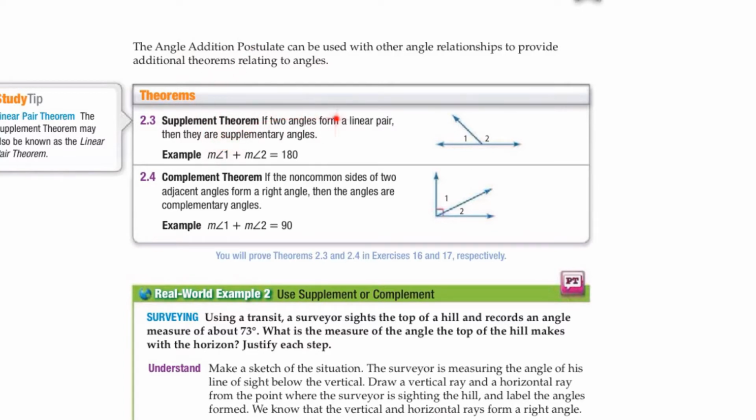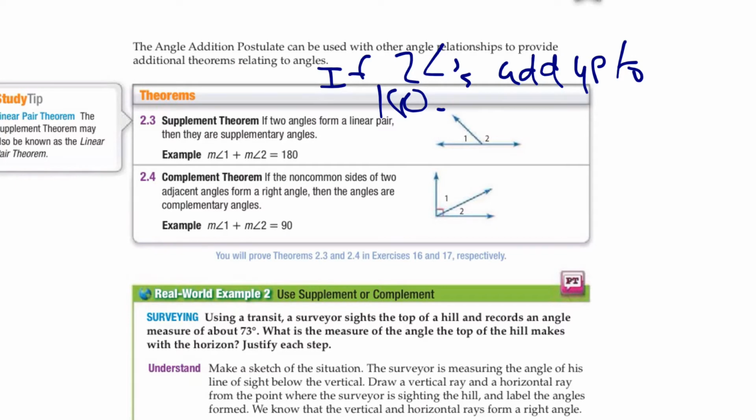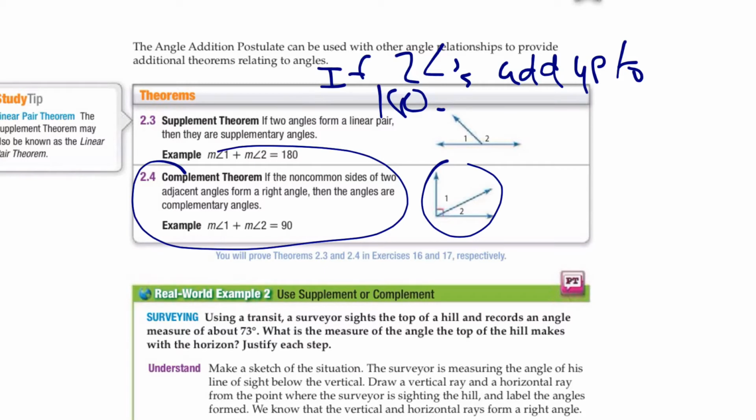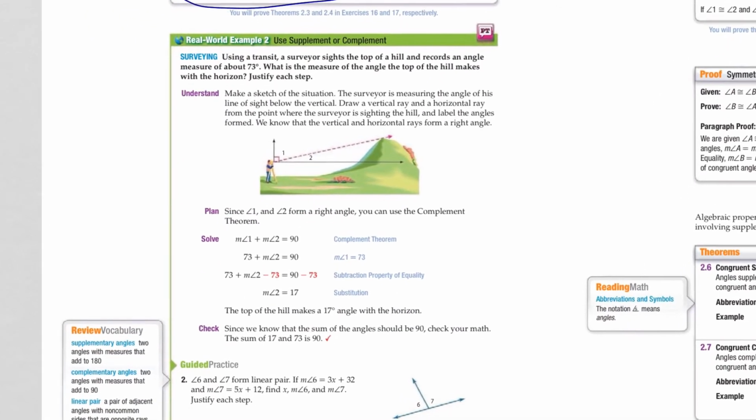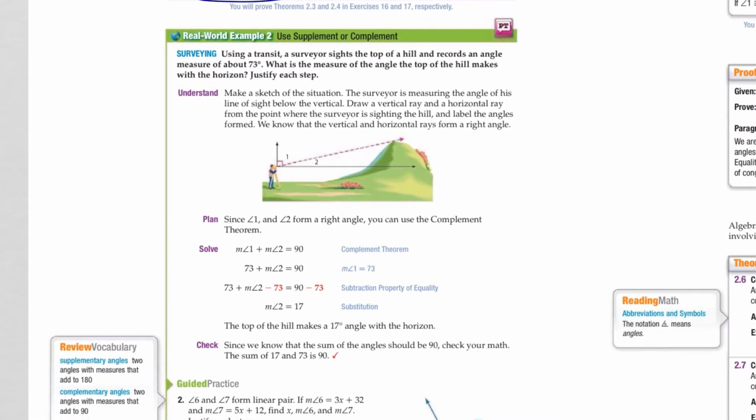Supplement theorem says if two angles form a linear pair, then they are supplementary angles, saying that if two angles add up to 180, then they are supplementary. The complement theorem, which you should write down and use as an example, is saying if two angles add up to 90 degrees, then they're complementary, or complements. Alright? Let's look at a real-world example.